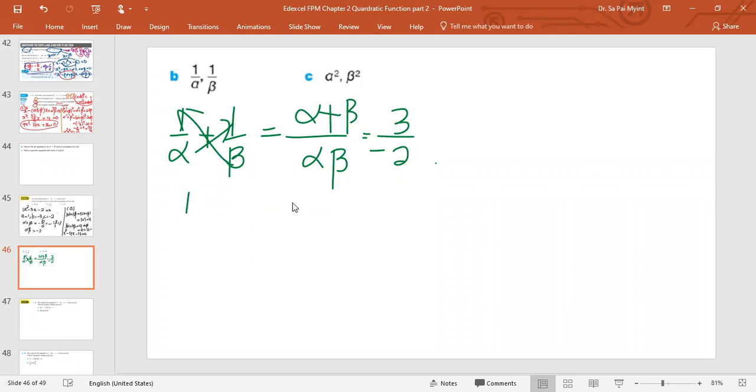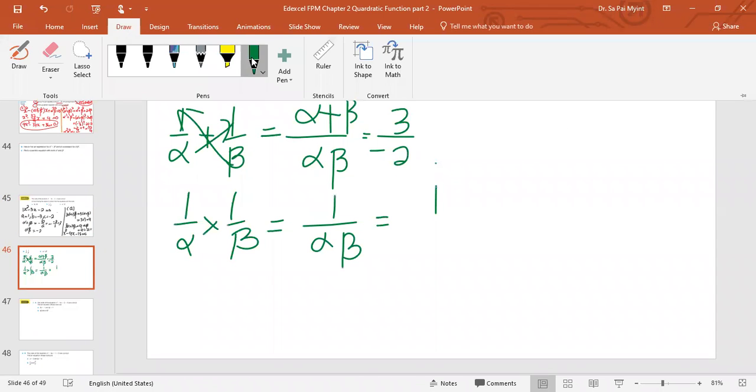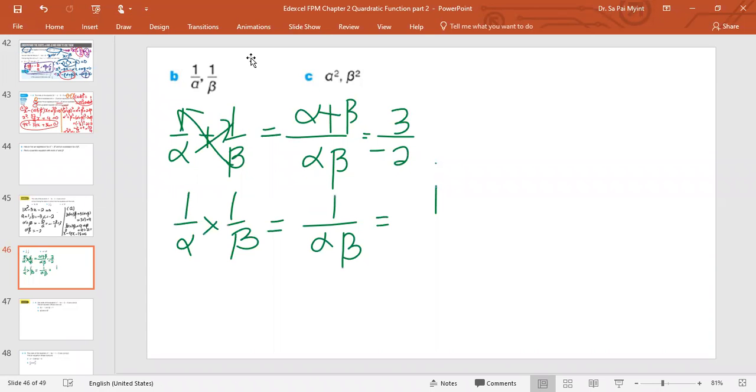And then the multiplication, 1 by alpha into 1 by beta. What do you get? 1 by alpha beta. Alpha beta is minus 2. That's why we can write 1 by minus 2.